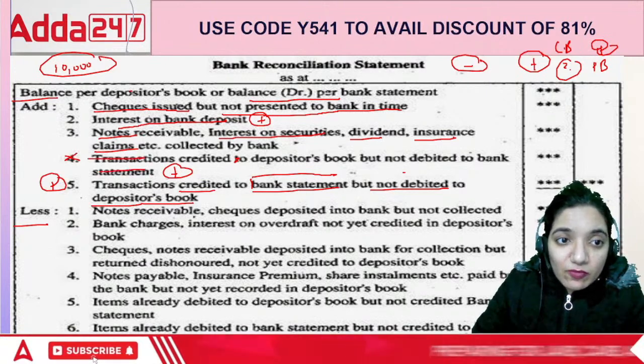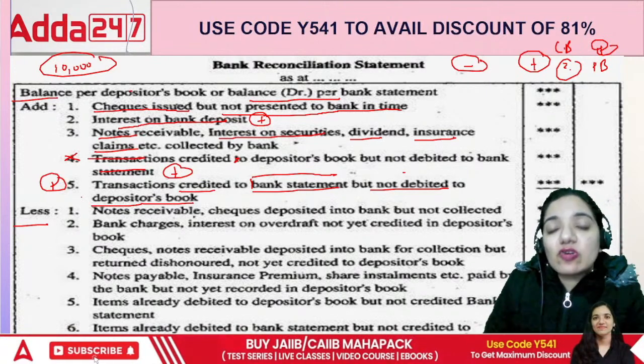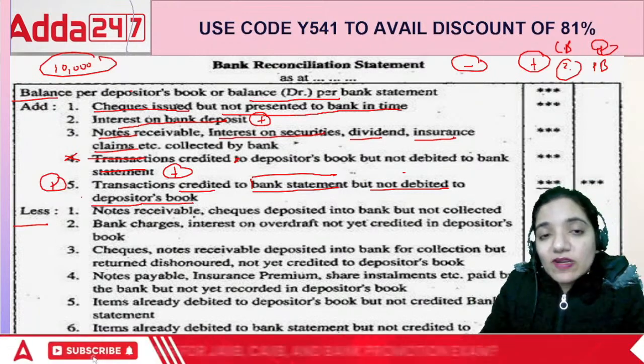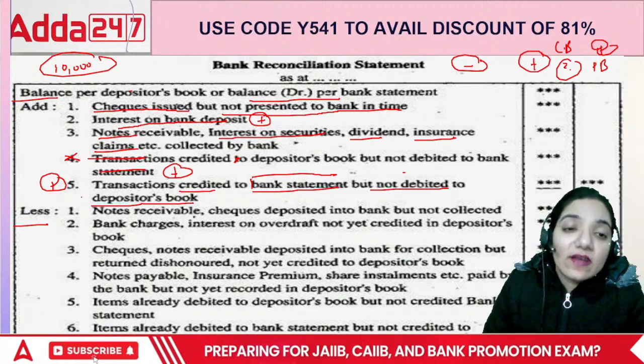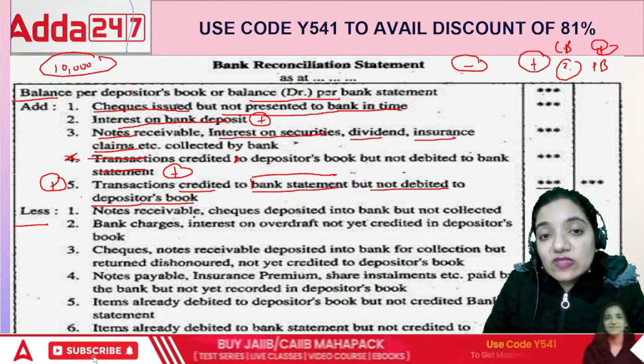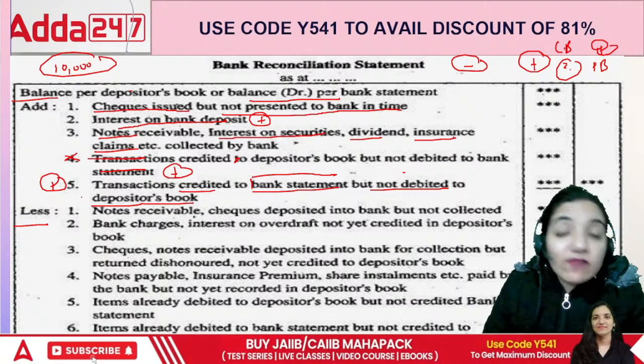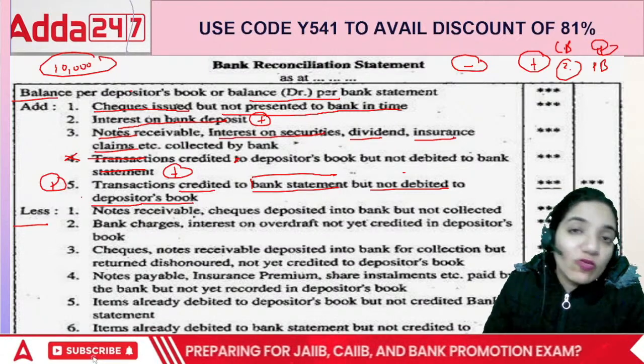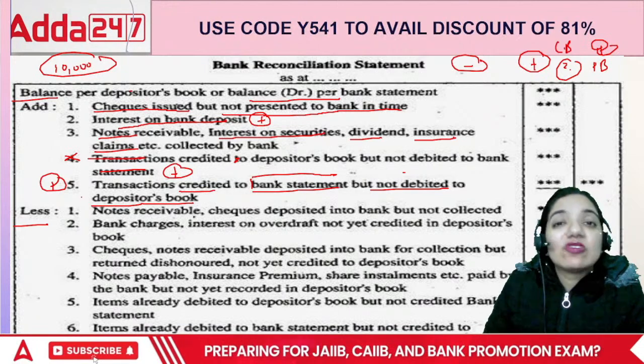Just skip out the fourth point. Fifth point is the point which talks about what I was explaining, that whatever is directly credited in my bank, the moment I come to know about it, I will record it in my books of accounts as well. But now, what if there are certain things which would reduce the balance and the cash book had no clue about it? It's time to record those things.